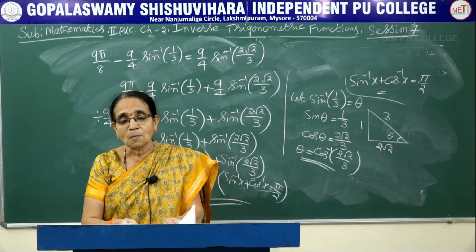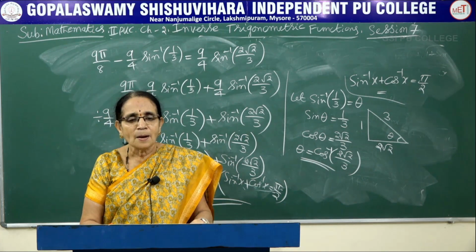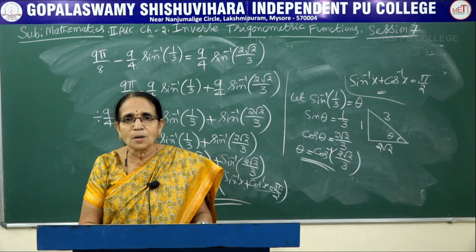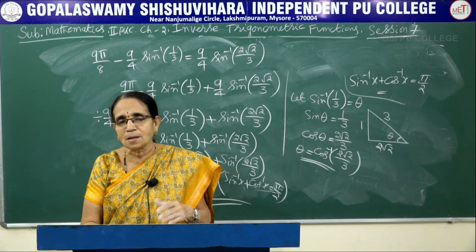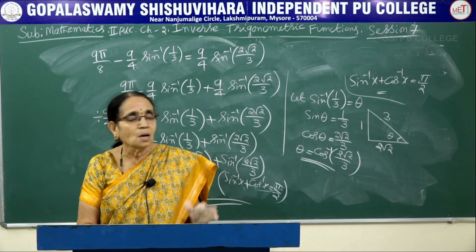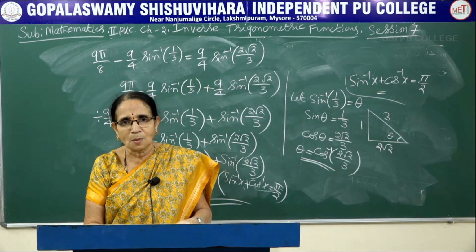In the next session, I will again make use of the properties only and work out some more problems. Here one was proving some result, one type of problem. Another is to express in the simplest form, that is another type of problem. And the last one is where we will be solving some equation, making use of the properties of the inverse trigonometric function.